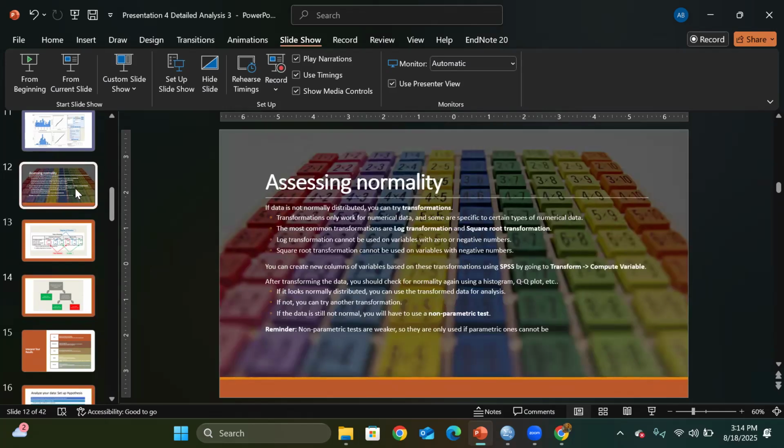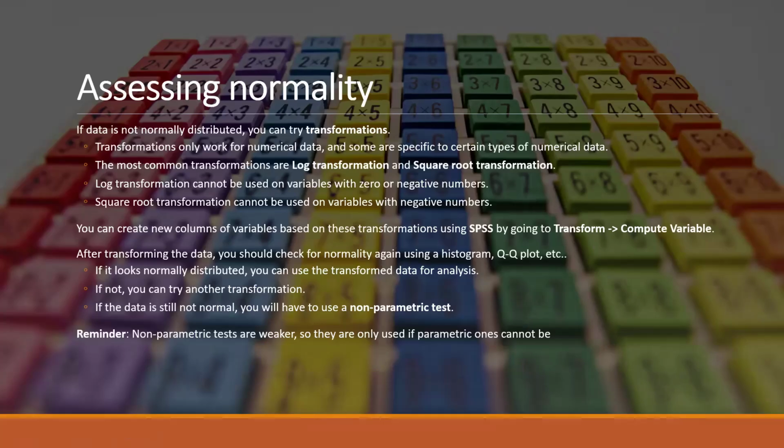Unless you have no choice, you will use a non-parametric test, but first you will try your best to go for a parametric test, because many high category journals expect you to apply parametric tests because they have more quality and more efficiency. So what to do if the data does not come out to be normal? You can try two transformations. You can either use a log or you can go for the square root. Square root cannot be used on variables with negative numbers. Log cannot be used on zero and negative numbers.